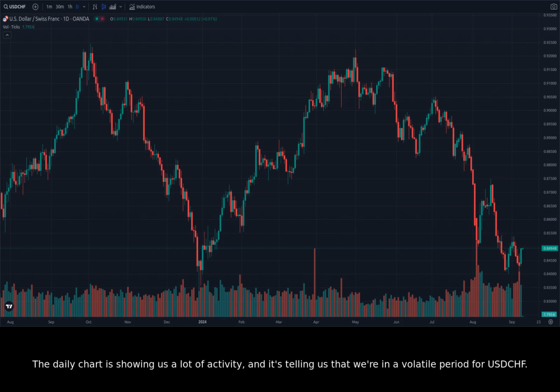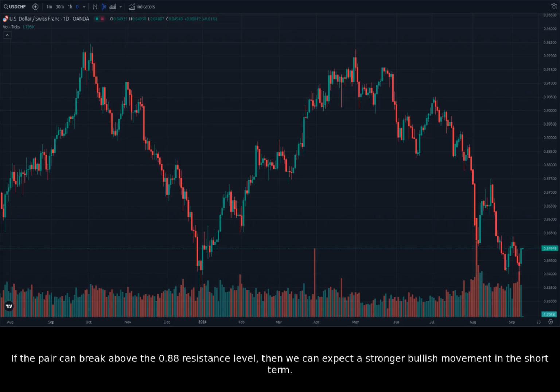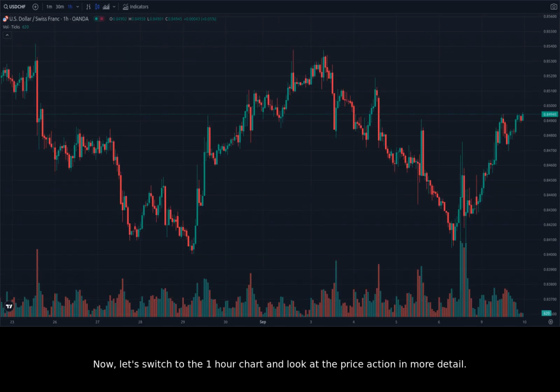The daily chart is showing us a lot of activity, and it's telling us that we're in a volatile period for USDCHF. If the pair can break above the 0.88 resistance level, then we can expect a stronger bullish movement in the short term. Now, let's switch to the 1-hour chart and look at the price action in more detail.